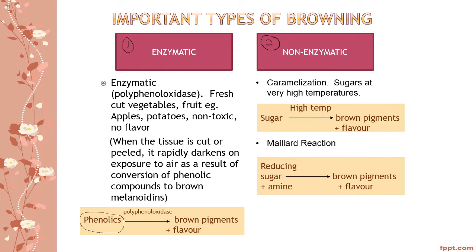So non-enzymatic browning usually does not involve any enzyme. The first type of non-enzymatic browning is caramelization, where it involves sugars at very high temperature. So when these sugars are subjected to high temperature, they will give some brown pigment plus flavor. The second non-enzymatic reaction is also called Maillard reaction, where this involves the reaction of reducing sugar and amine, and at high temperature it will give brown pigments and also flavor.